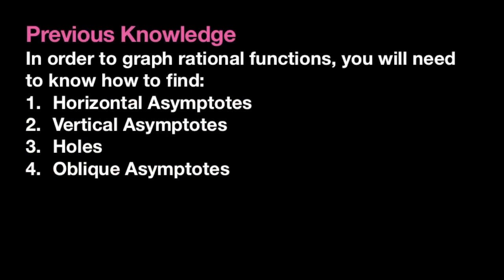We're going to be going over graphing rational functions. This is assuming that you already know how to find the asymptotes and the holes. You need to know horizontal asymptotes, vertical asymptotes, holes, and oblique asymptotes. Remember that you also need to know how to factor, solve polynomial equations, and all those things.